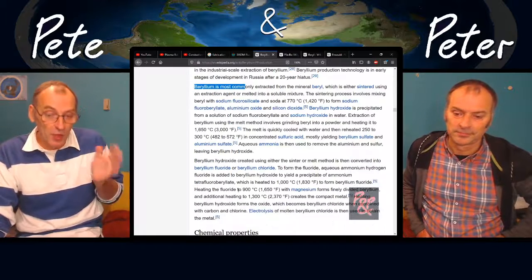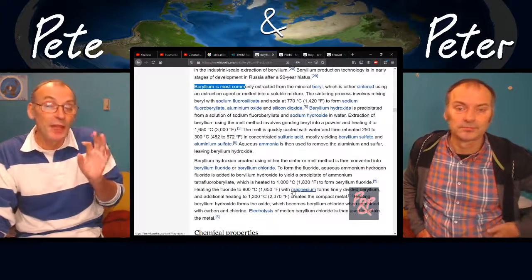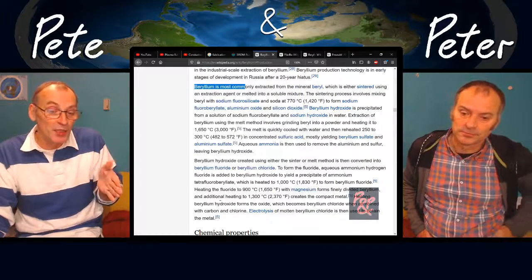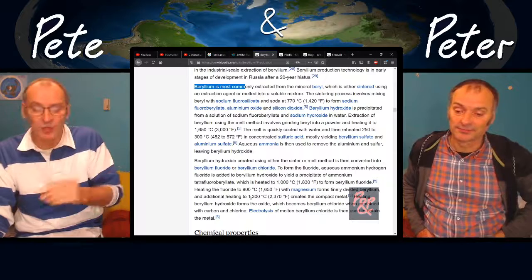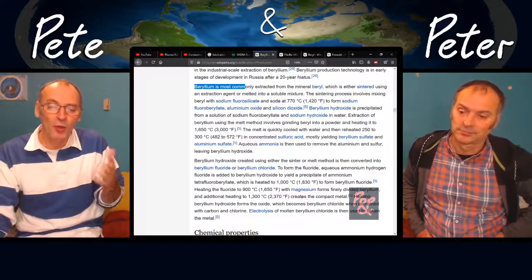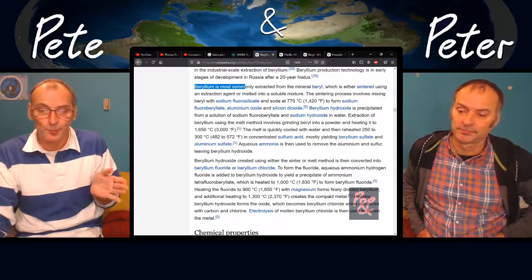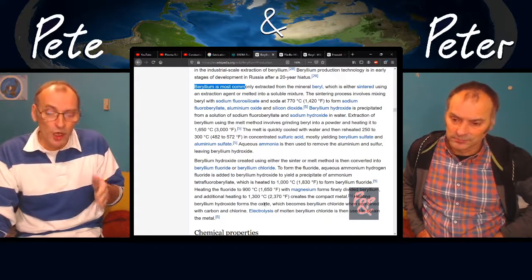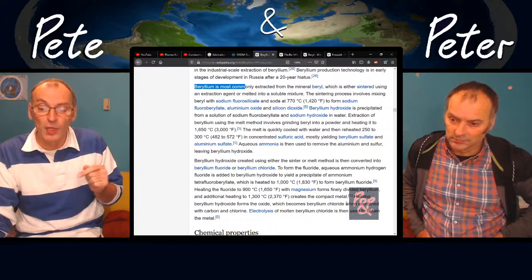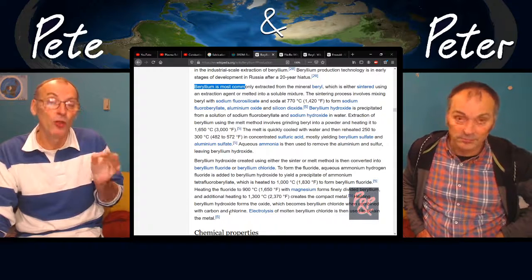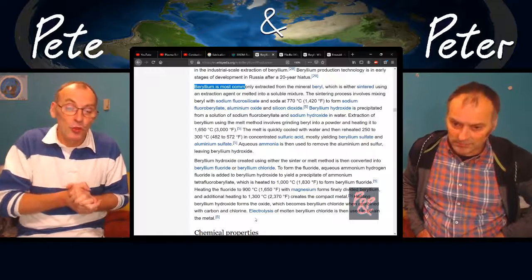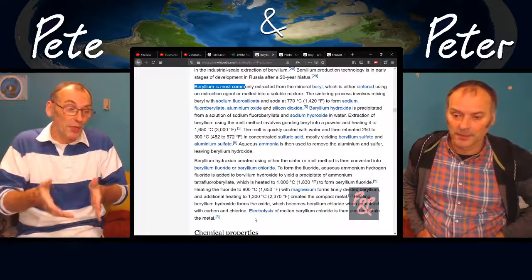Heating the fluoride to 900 degrees centigrade with magnesium forms finely divided beryllium. An additional heating to 1300 degrees centigrade creates the compact metal. Heating beryllium hydroxide forms the oxide, which becomes beryllium chloride when combined with carbon and chlorine. Electrolysis of molten beryllium chloride is then used to obtain the metal. There we go.